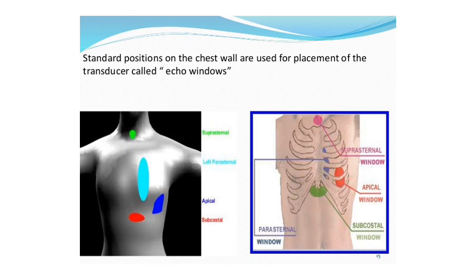There will also be a standard use in the placement of the transducer known as the echo windows. So this includes the following: the suprasternal, apical, subcostal, and the parasternal windows.